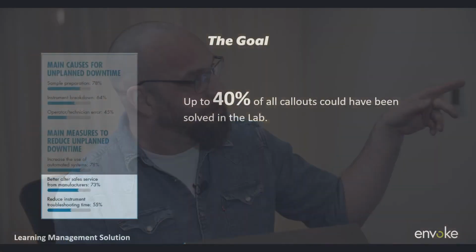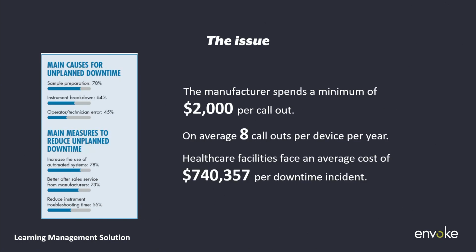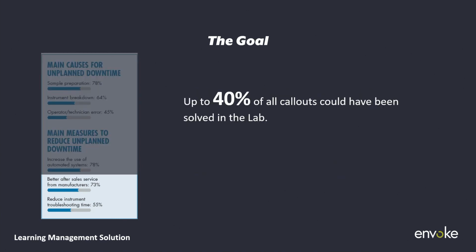This process takes so long to understand, right? Because they haven't got a reference of a working machine to point back to and say, I was doing this in these steps. That's what Envoke helps with. And we found out from doing a bunch of research that up to 40% of all call-outs could have been solved by the person in the lab. So we go back to that other figure there, that 740,000, well, 40% of those could have been fixed if people were trained properly.